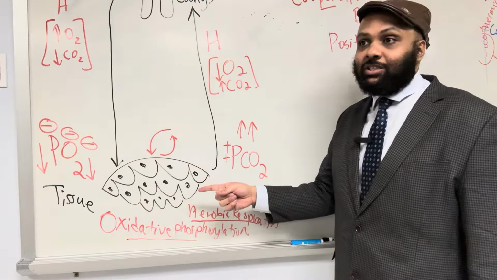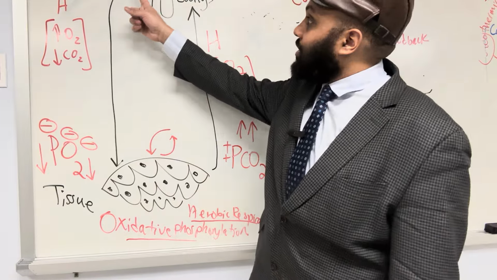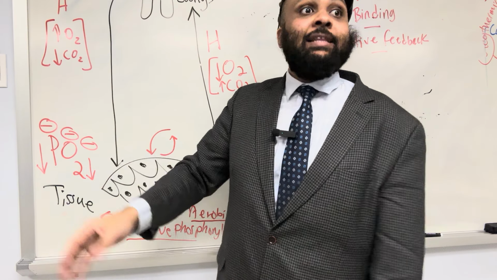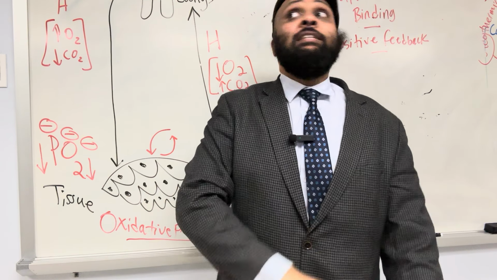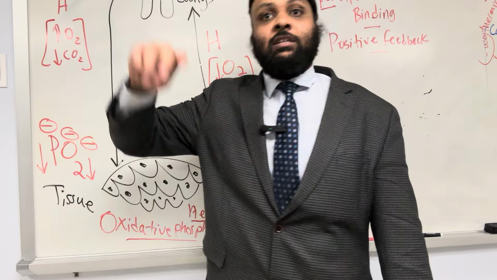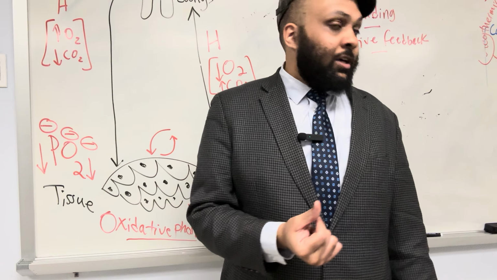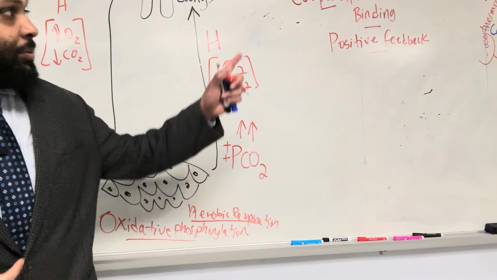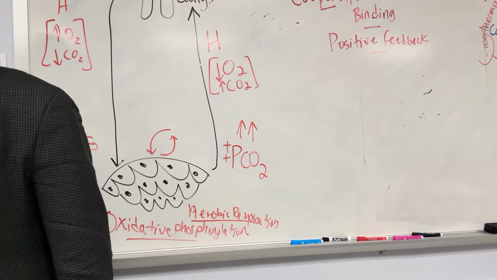Same thing with the oxygen. If one oxygen binds from the lung to the hemoglobin, then the second one is going to bind faster, then the third one is going to bind faster, then the fourth one is going to bind faster. So they affect each other. That's cooperative binding, positive feedback.